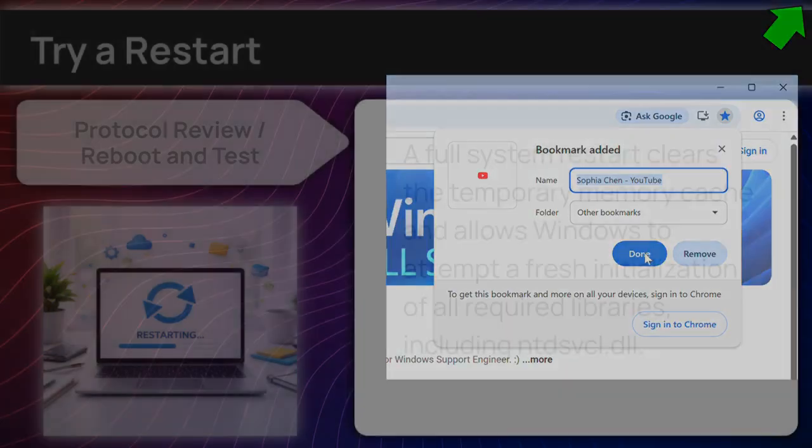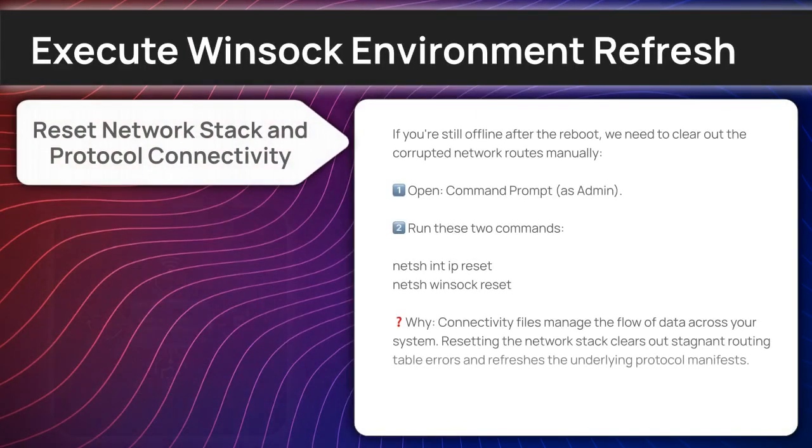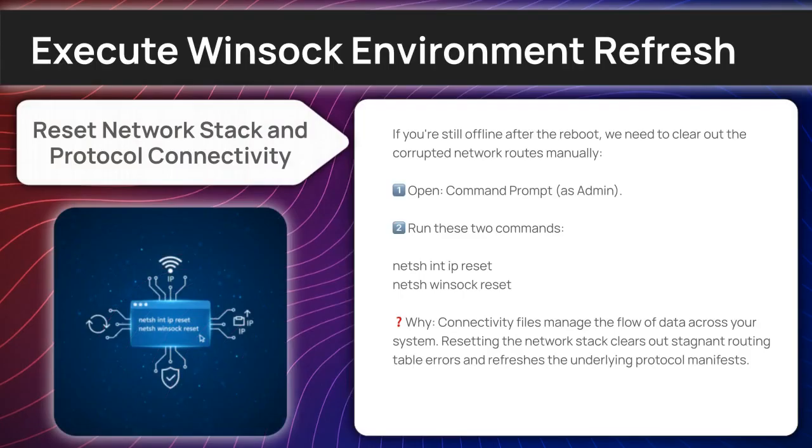Since the restart didn't reset the service, we'll manually trigger the refresh now. If you need to pause the video anytime during these instructions, go ahead. If you're still offline after the reboot, we need to clear out the corrupted network routes manually. Open command prompt as admin, then run these two commands. First, type NTDS space int space IP space reset, then hit enter. Second, type NTDS space winsock space reset, then hit enter again.